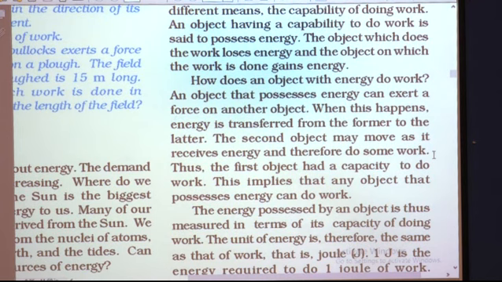So in this case, what happens? The first object loses energy and the second object receives, means gains energy, and because of gaining energy, the second object starts moving and does some work. Thus, the first object had a capacity to do work. This implies that any object that possesses energy can do work. So what can we conclude from this? That any object which has energy in it can do work.